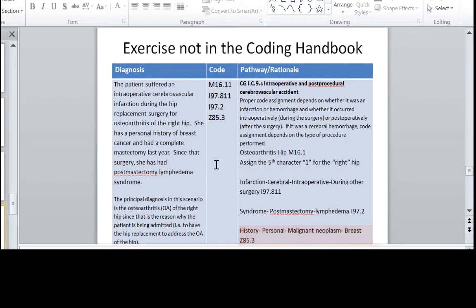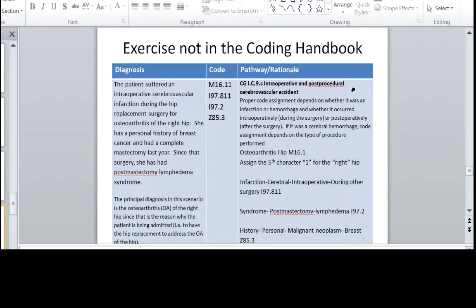You could make an argument that that history of breast cancer would not need to be coded because it's not part of the things that are being treated. It wouldn't meet the definition of a secondary diagnosis, but I have it here just because I want you to be mindful that there is a status code. A Z code is a status code for malignancy, history of malignancy. But the argument, as I said, could be made that this would not need to be included.